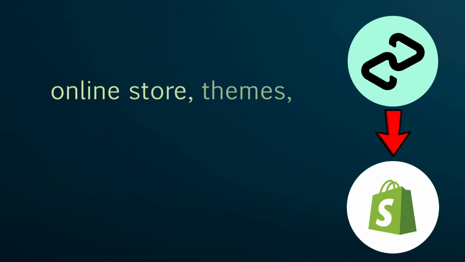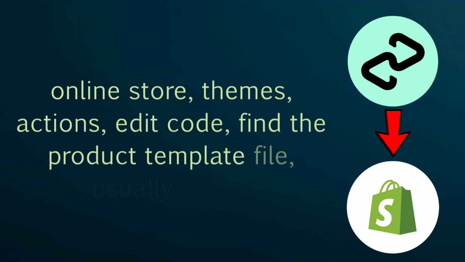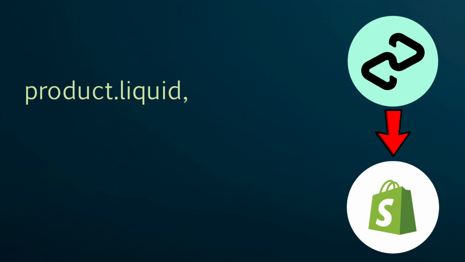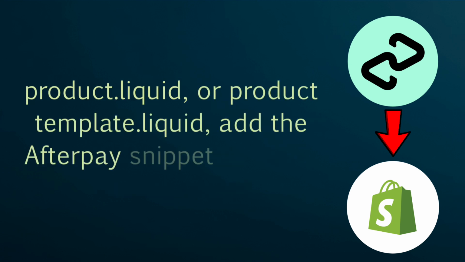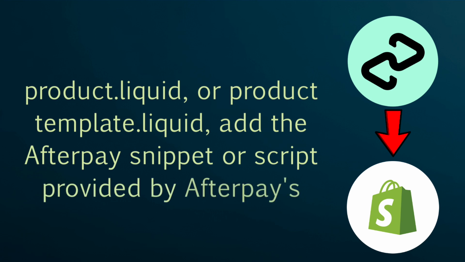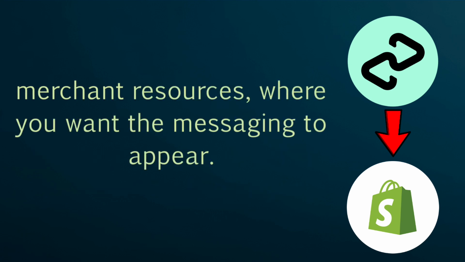If you prefer to add Afterpay messaging manually, you can edit your theme code. Go to Online Store, Themes, Actions, Edit Code. Find the product template file, usually called product.liquid or product-template.liquid. Add the Afterpay snippet or script provided by Afterpay's merchant resources where you want the messaging to appear.